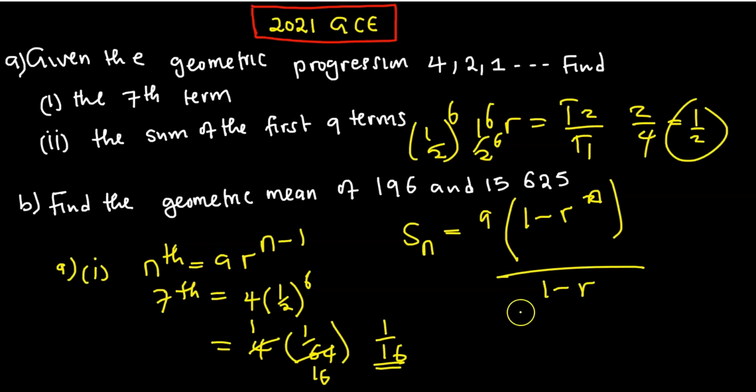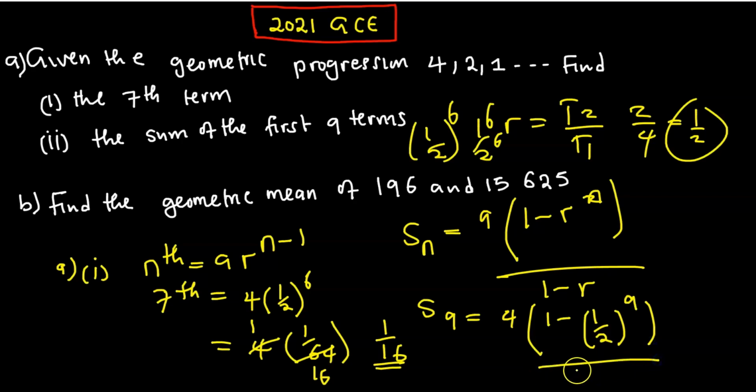So what is our first term? Here we are finding the sum of the 9th term, and the first term is 4. Divide, 1 minus, what is the common ratio? 1 over 2, to the power 9, divided by 1 minus 1 over 2. So down here it is just going to remain 0.5. Then inside here it is going to be 2 to the power 9, and 2 to the power 9 is 512.